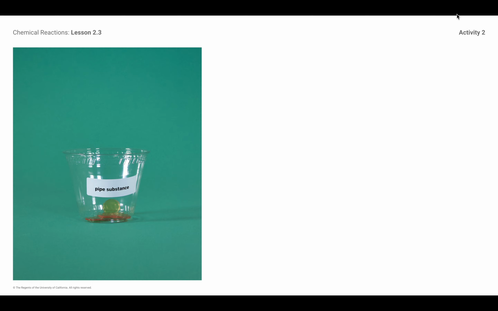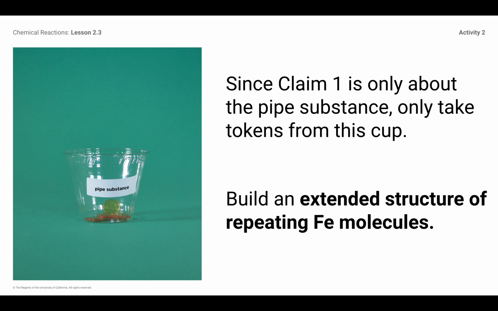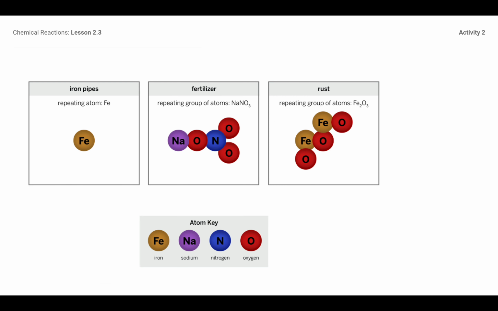We took all of the tokens from the pipe substance. And remember, the pipe substance is iron, so it is only made up of iron. I had the kids make an extended structure. Remember, it's a solid, only made up of iron. Because it's a solid, the molecules are close together, vibrating in place. So I had the kids put together 2 rows of 3 or 4 tokens each, really closely packed. That is an extended structure.